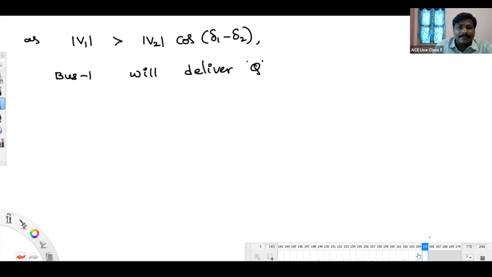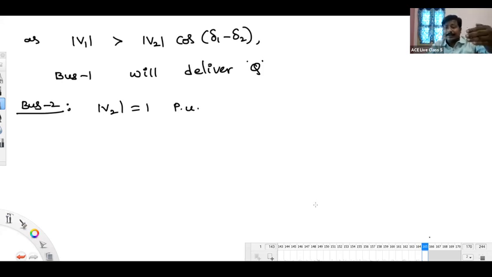Okay, done. Next thing, bus 2. If you are standing at bus 2, who is your reference now? V2. V2 voltage itself is your reference. So V2 we should take as it is, without any change. Now the other bus voltage is V1. V1 referred onto V2 means it is V1 cosine of (delta 1 minus delta 2).